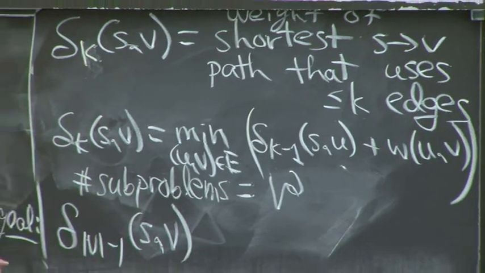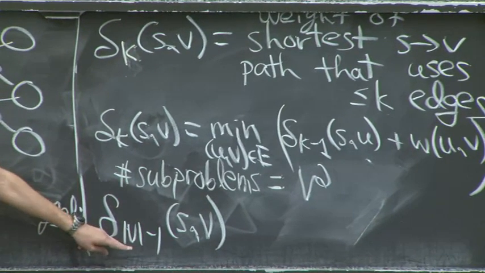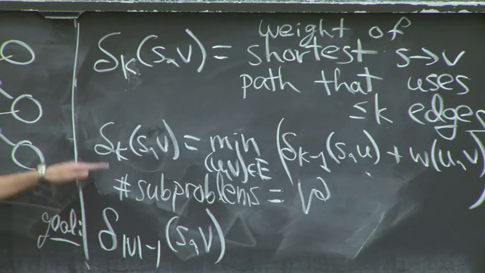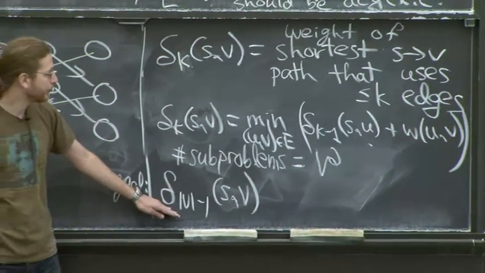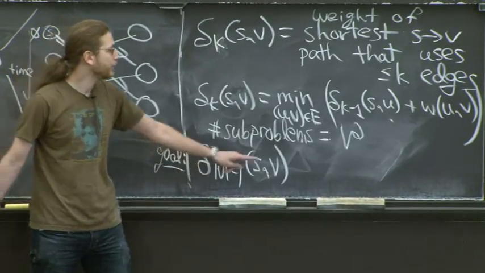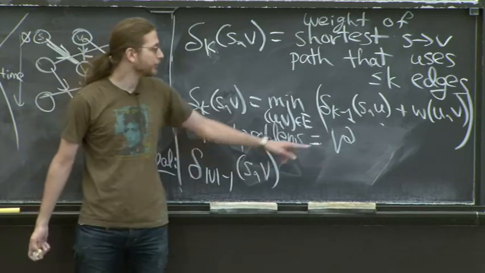Because by Bellman-Ford analysis, I know that I only care about simple paths, paths of length at most V minus 1. I'm assuming here no negative weight cycles. Should have said that earlier. If you assume that, then this is what I care about. So k ranges from 0 to V minus 1. So there are V choices for k. There are V choices for V. So the number of subproblems is V squared.